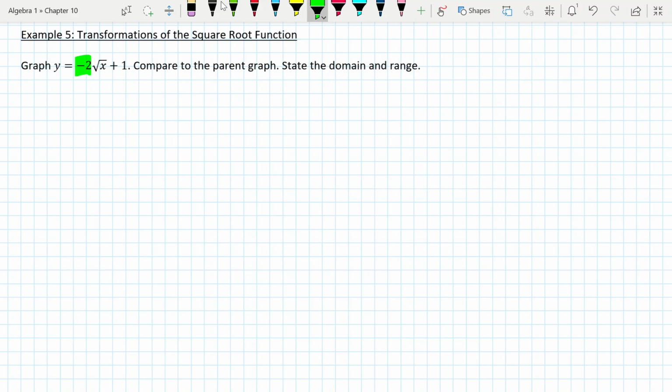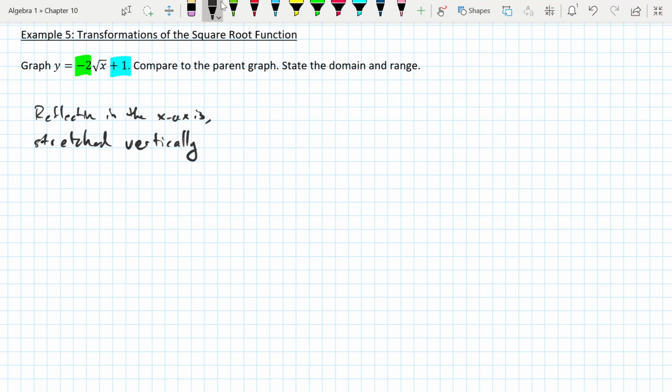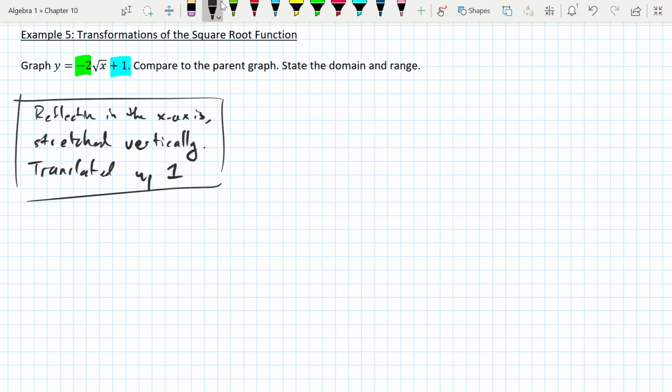I notice the a value is -2. There's no h, but we have a k value of +1. So these values tell me, from the -2, it is reflected in the x-axis and stretched vertically. Notice we don't say narrow here because that's not quite how it works. It's taller. From the +1, we know it's translated up 1. So that's my comparison to the parent graph.